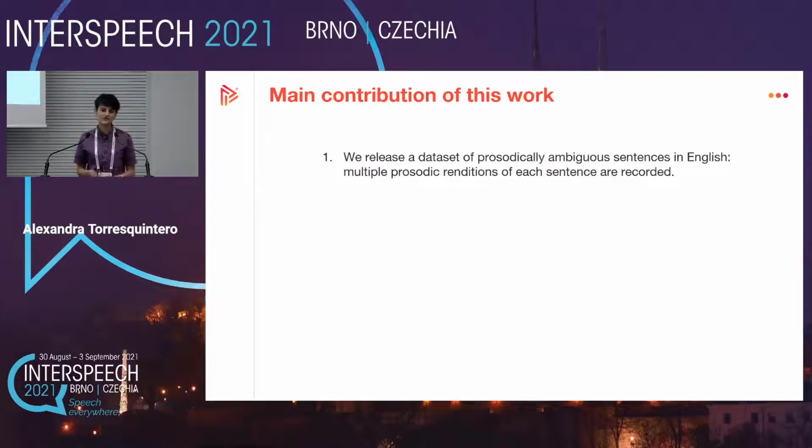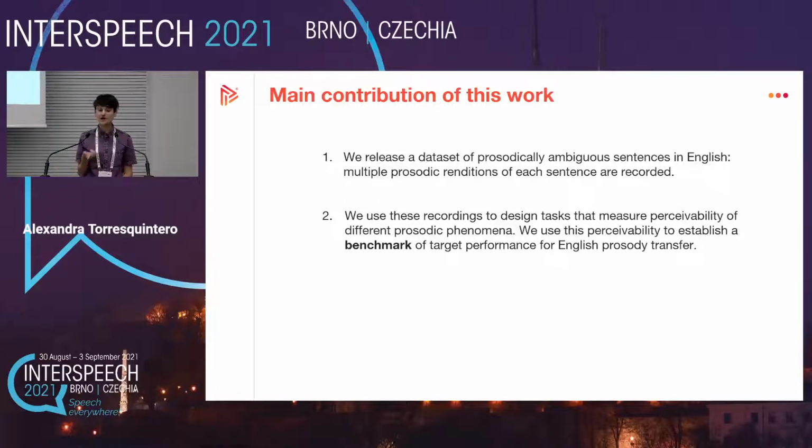So there are three main contributions of this work. The first is that we release a dataset of prosodically ambiguous sentences in English. And by this, we mean that there are multiple prosodic renditions of each sentence that you can actually hear in the recordings. And I'll show in the presentation and we show in the paper as well, that we can actually use these recordings to design tasks that measure perceivability of different prosodic phenomena, which is exciting because we can use this perceivability to actually establish a benchmark of target performance for English prosody transfer specifically.